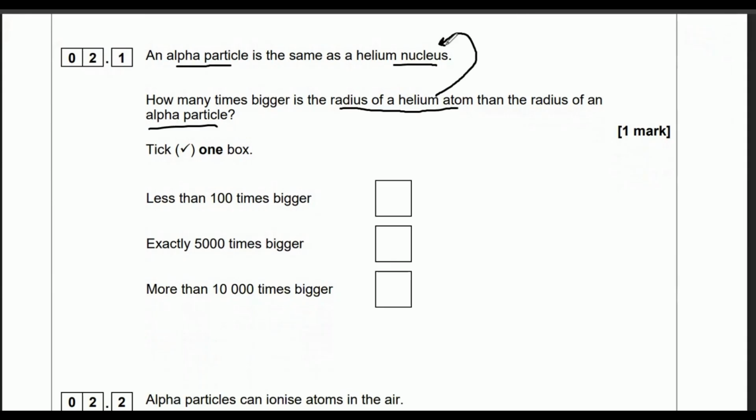And what we found out is that Rutherford, when he carried out his alpha scattering experiment, only 1 in 10,000 of the alpha particles deflected back. And that told us that there was a solid, small, dense nucleus in the middle of the atom, and that it was 10,000 times smaller than the overall size of the atom. So the answer is an atom is 10,000 times bigger than the nucleus. Well, a helium atom is 10,000 times bigger than a helium nucleus. And as a helium nucleus is the same as an alpha particle, we can say the helium atom is 10,000 times bigger than the alpha particle. And there we go. What a long explanation that was.